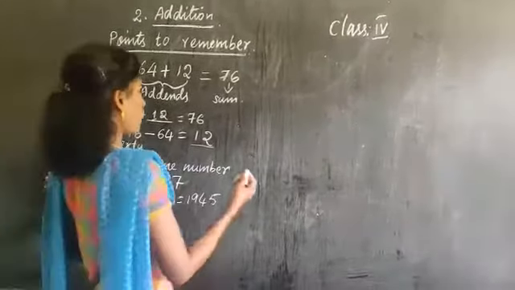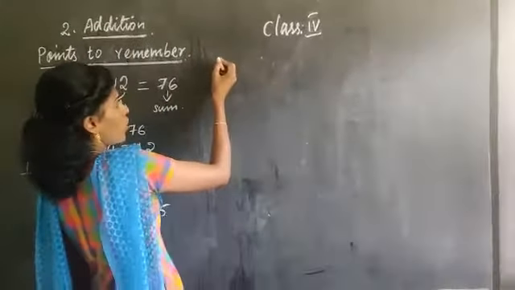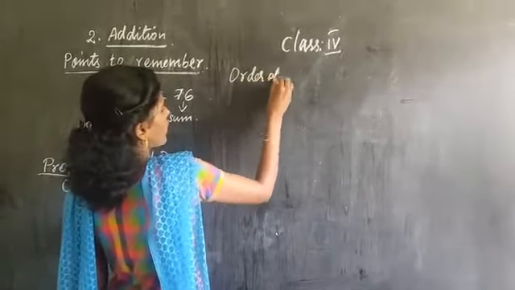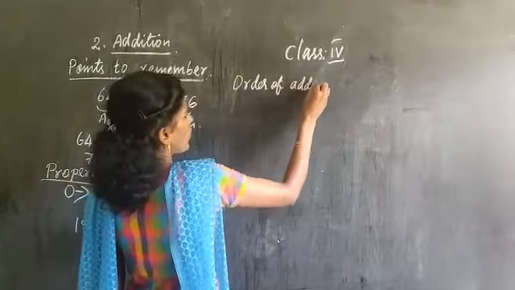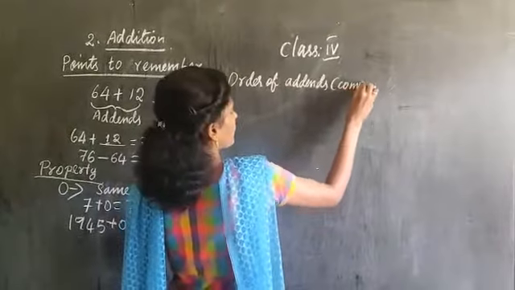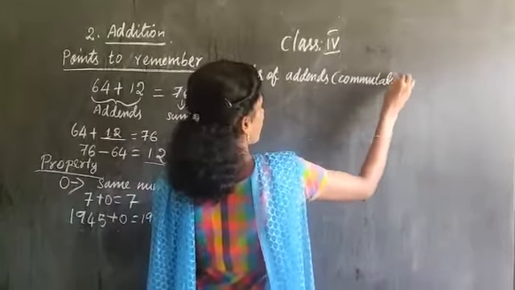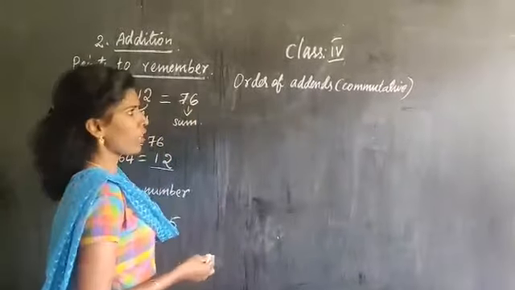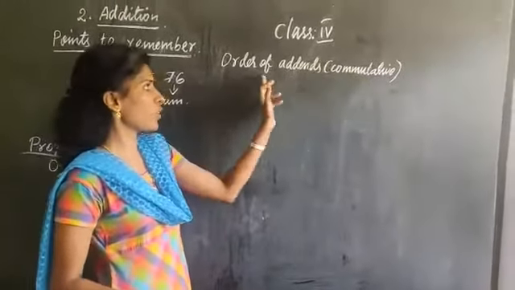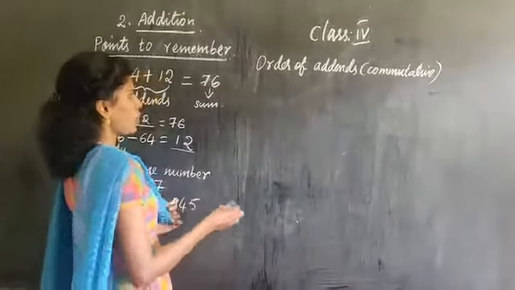Again, the next property: order of addends. This one you learned last year. This name is commutative property. Here in your book it is given as order of addends, but it is actually the commutative property. In higher classes they will use only the word commutative property. This property is called commutative property.